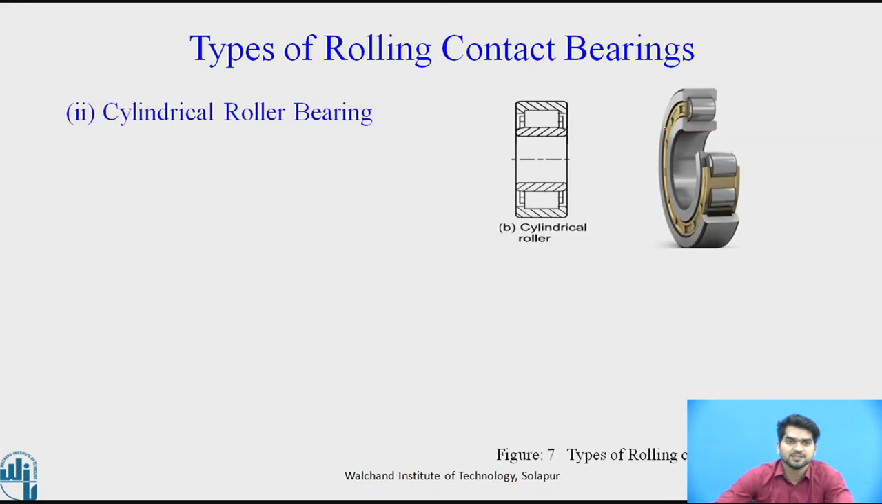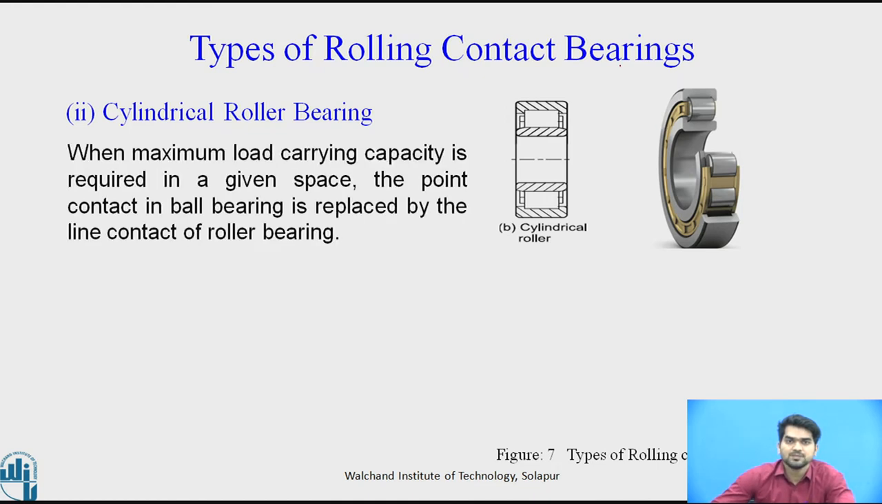The next classification is the cylindrical roller bearing. When the maximum load carrying capacity is required in a given space, the point contact of the ball bearing is replaced by the line contact of the roller bearing. If you consider the previous type, the deep groove ball bearing, and the load is maximum, then we can replace it with the cylindrical roller bearing, because this has the capacity to sustain more load.